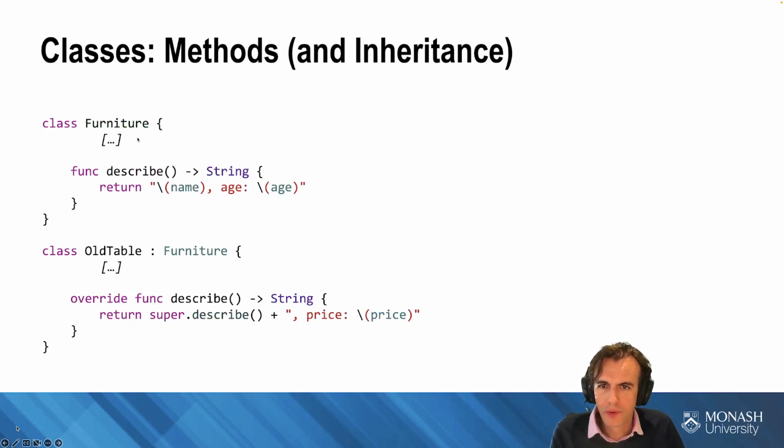Here's an example of inheritance when you've got methods. So let's say I have a method called describe. It has a return type string, and that just describes the piece of furniture. And let's say I want to give some additional information in this describe method for my old table that inherits from furniture. Then I can create a describe method that overrides the one from the class we're inheriting from.